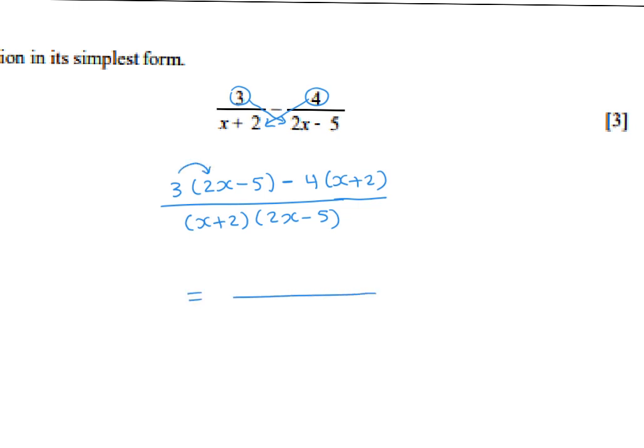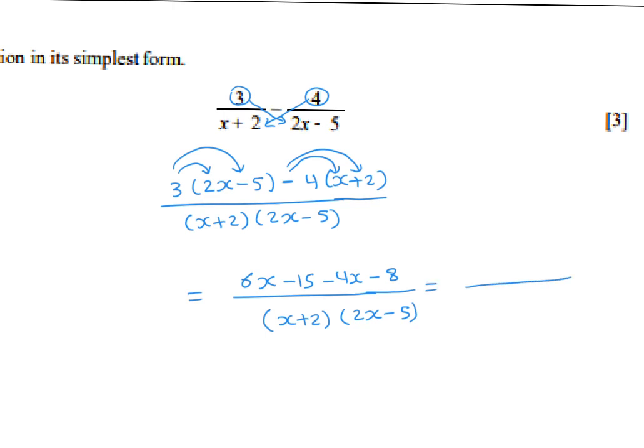3 times 2x equals 6x. 3 times negative 5. Okay. Negative 4 times x, negative 4x. Negative 4 times positive 2, negative 8. Over the same denominator. You don't need to multiply the denominator.